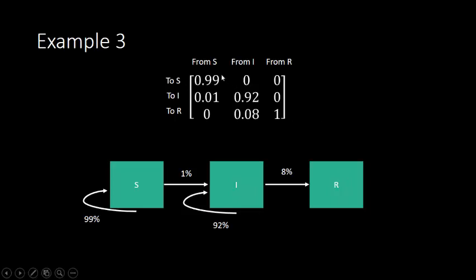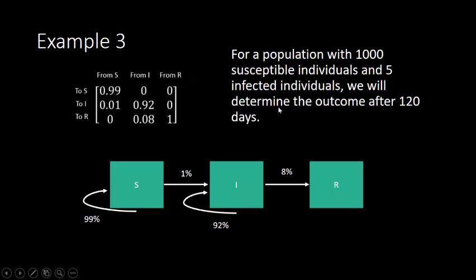Representing this in matrix form results in a 3x3 matrix. 99% of the individuals stay in group S. 92% of the infected individuals remain in the infected group. However, 8% may go to the recovery group. Any individuals that achieve position in the recovery group remain with immunity. For 1,000 individuals and 5 infected individuals on the initial day, we will look at this outcome after 120 days.